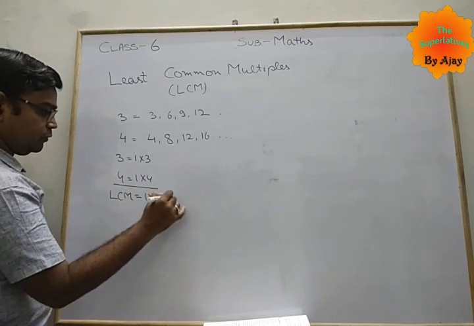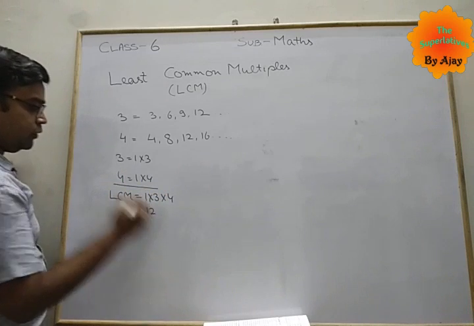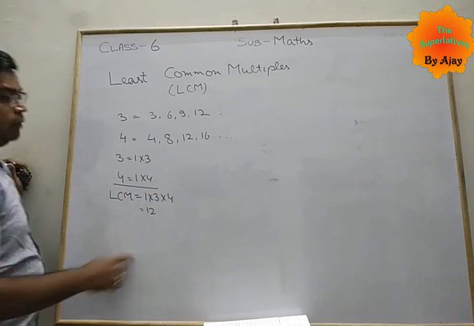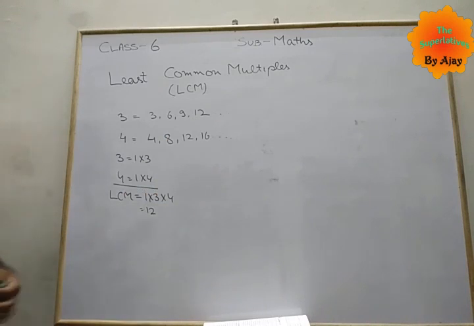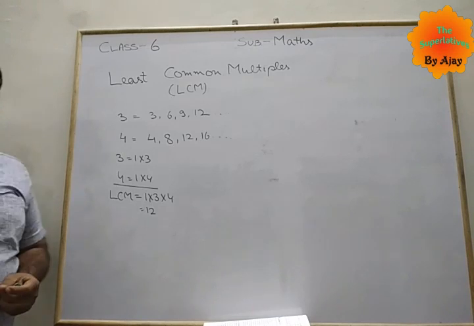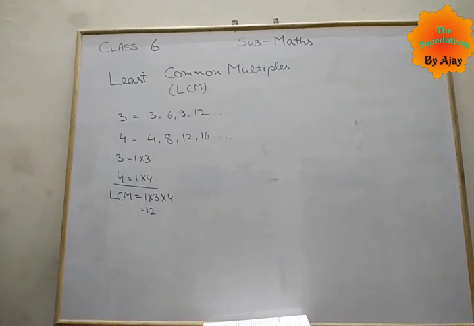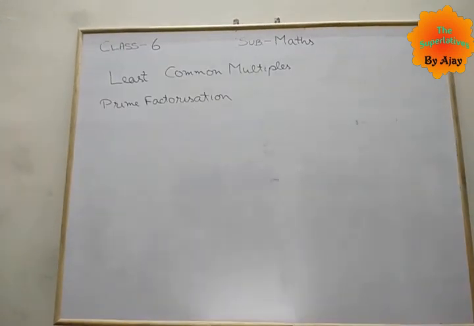This is your 12. But when we go deeper into the process, we have two methods to find the LCM. That is the first, prime factorization method, and the second, common division method. So let's discuss these two methods. Now the first is the prime factorization method. I am going to solve one question from your exercise so that you can easily understand the concept.